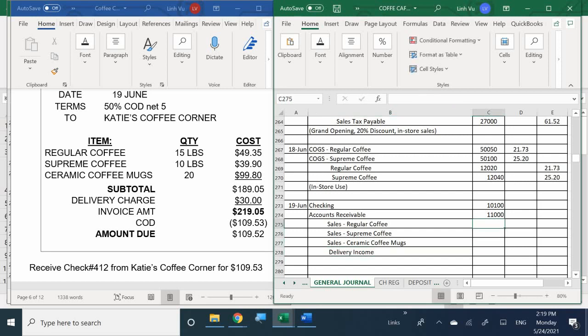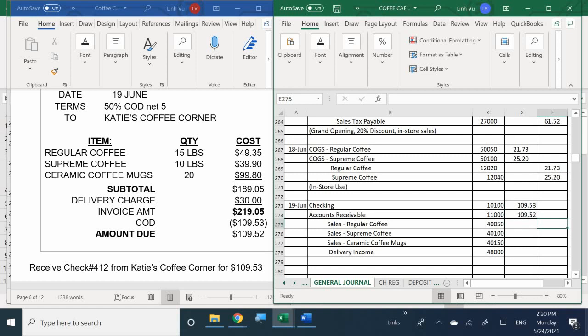And then let's see, the regular coffee is 450. Oops, 40. Good. Then 4,100, 4,150, and then delivery income is 48,000. Okay. Excellent. So let's plug in our numbers first, and then we'll do the description afterwards. First things first, checking is 109.53 on the left. Accounts receivable is 109.52. Okay.